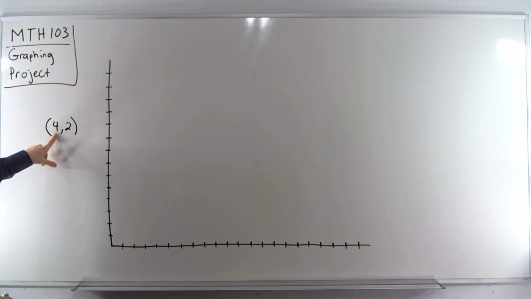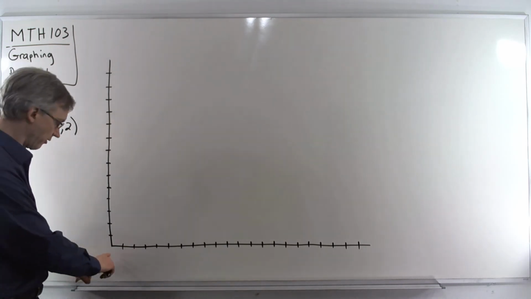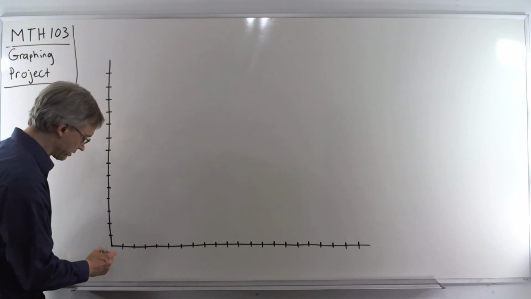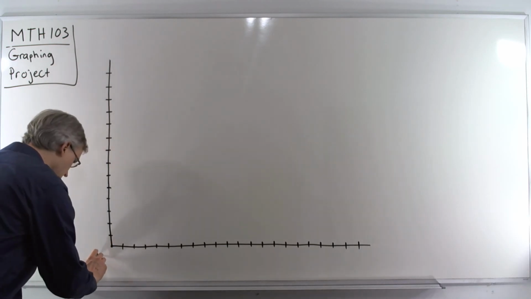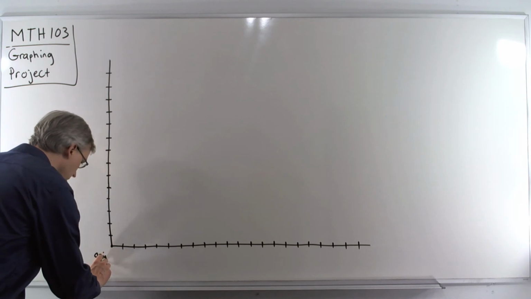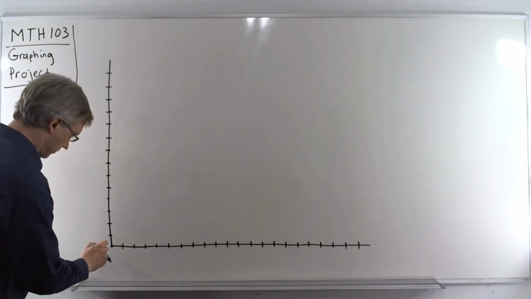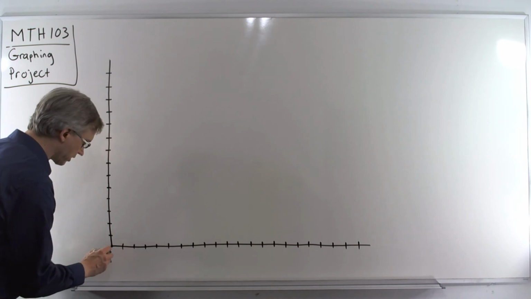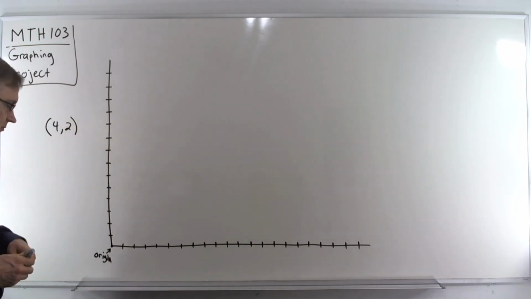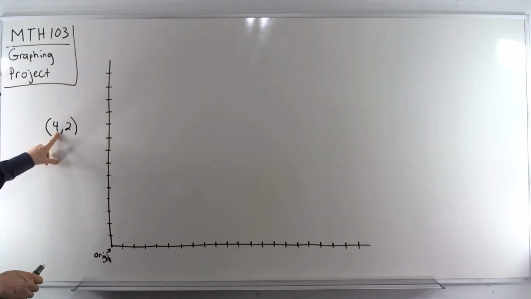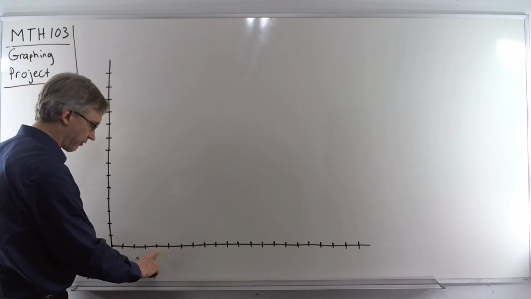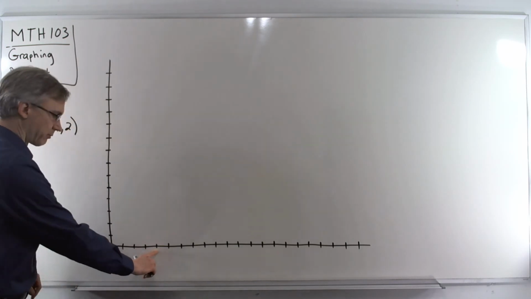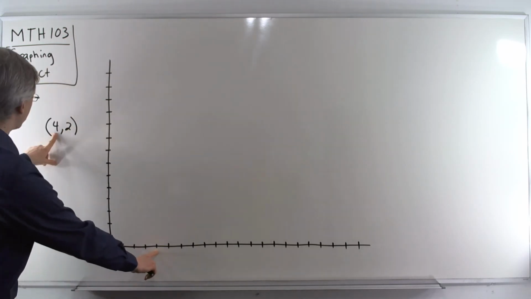So 4 means we're going to move 4 places from 0. All right, 0 is right here at the origin. And the origin is where the two axes meet. So we're going to take 4 steps from 0 on the horizontal axis. So 1, 2, 3, 4. All right, so there's the point represented by the 4.